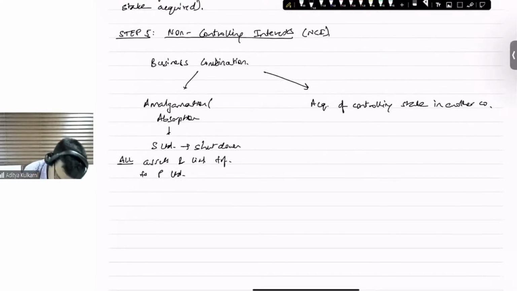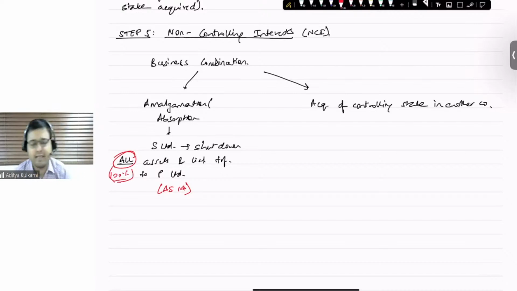This is what you have done in AS 14. Although some things are different, this is exactly what you used to do in AS 14. So all means what? 100% of the assets and liabilities are transferred to P Limited. I'll just remove this off. This is not to ensure that you'd start drawing exact parallels. There are some differences. Okay.